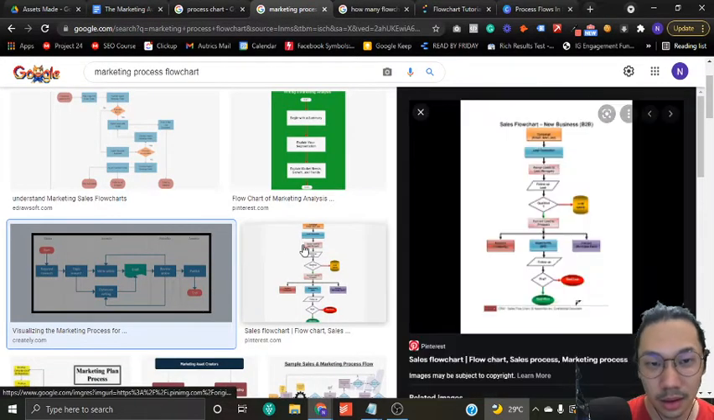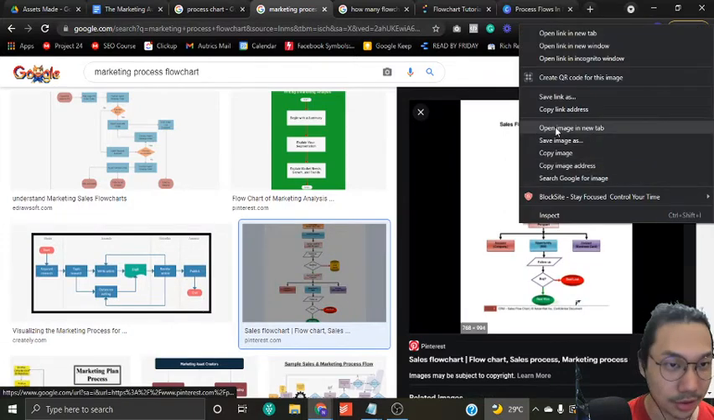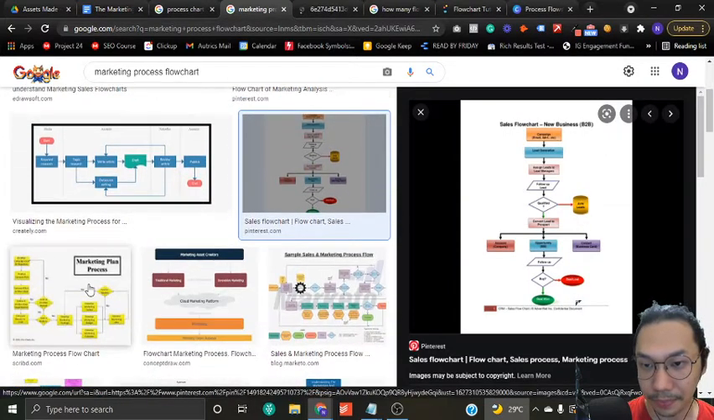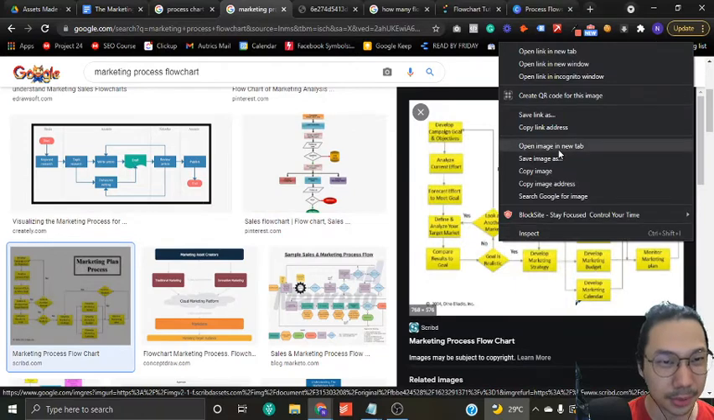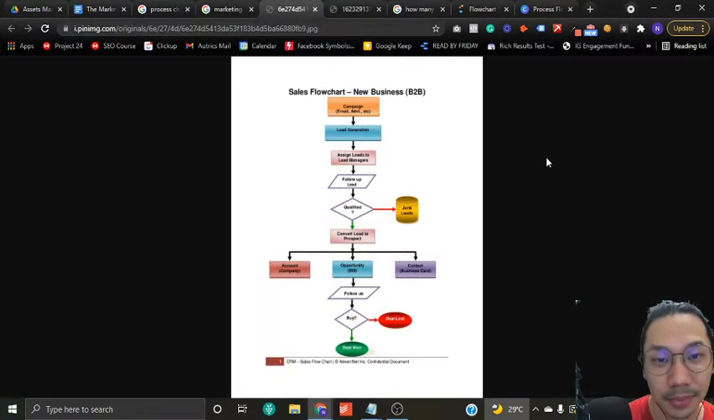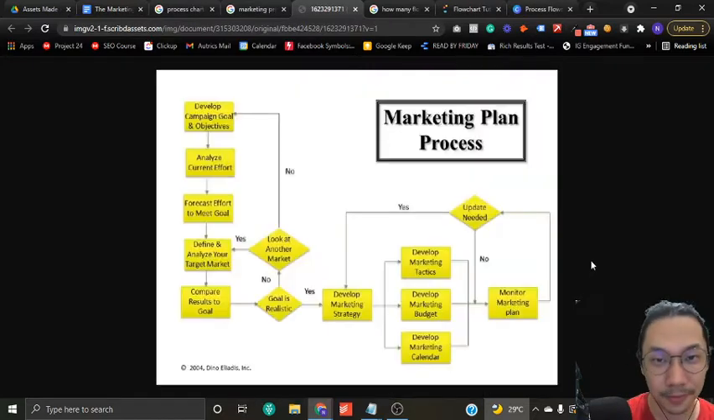Okay, this one's kind of interesting. Open image in a new tab, and we'll just check this out. Okay, so this is a sales flowchart, not really a marketing flowchart. Campaign goes to lead gen, etc. Again, we're trying to make a marketing flowchart. Another thing with this one is the marketing plan process. I'm actually not even sure where it starts. I believe it starts here.